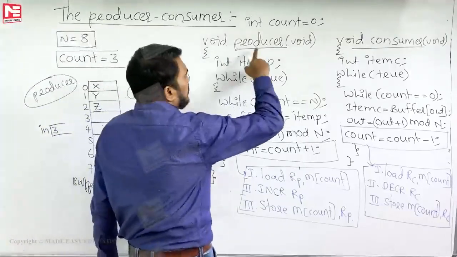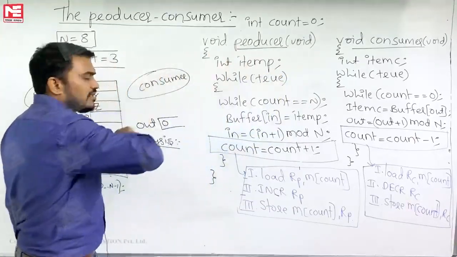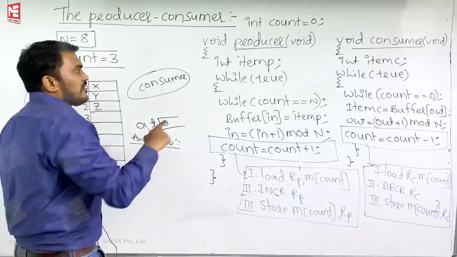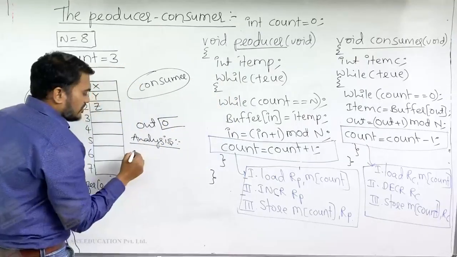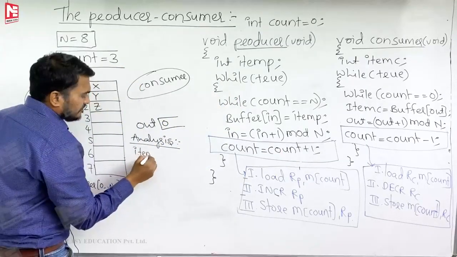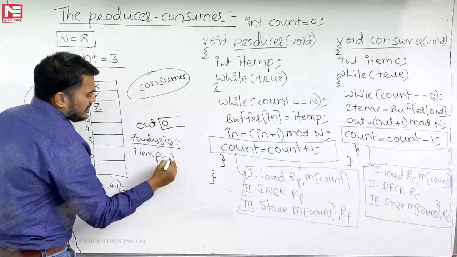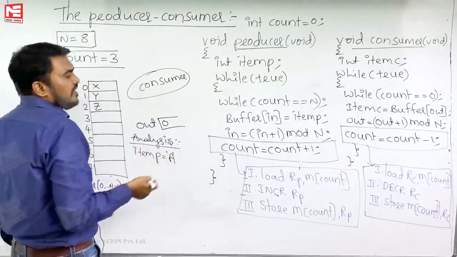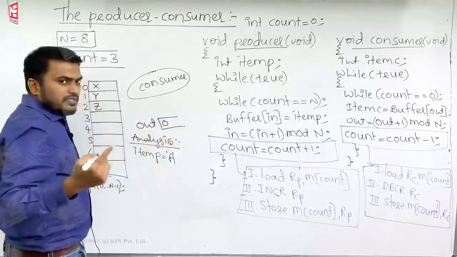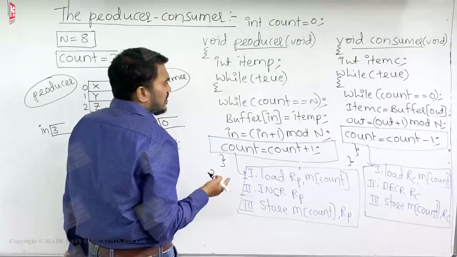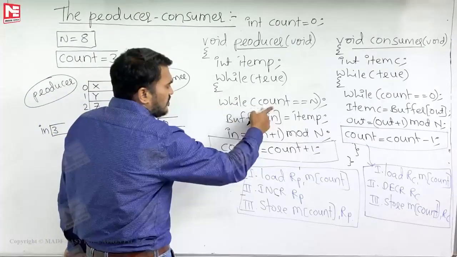Now void producer void, I am producing the item into the buffer. I am running the producer. void producer void, int item p. So I am declaring some item p, some value, okay, just like a. While true is an infinite condition, keep on executing whenever it is scheduled. And next, while count equal to n.